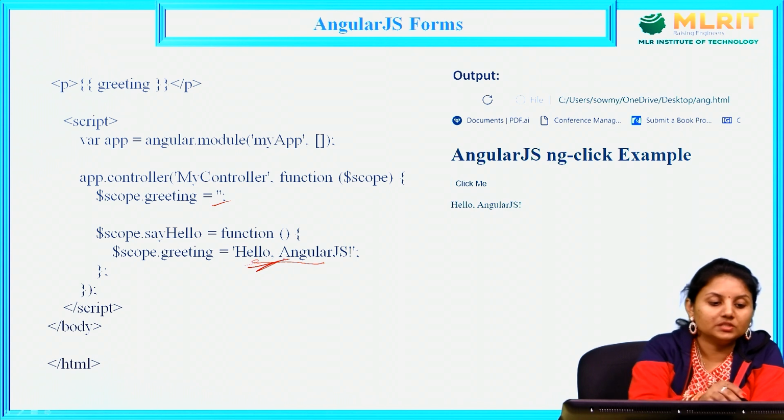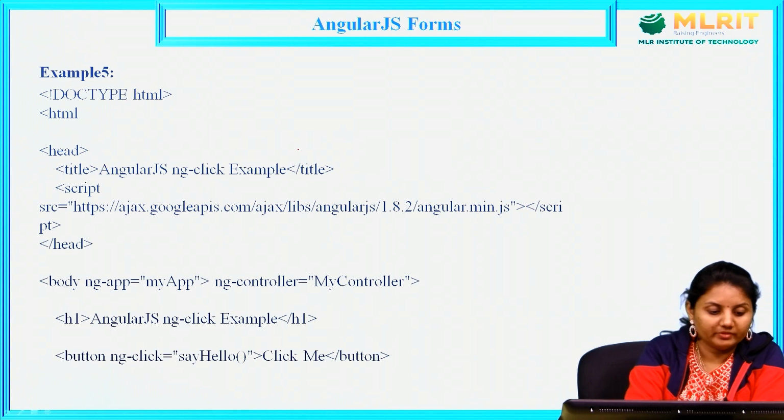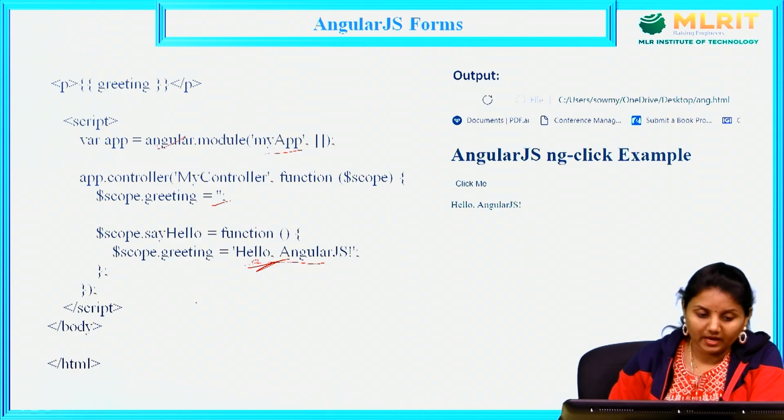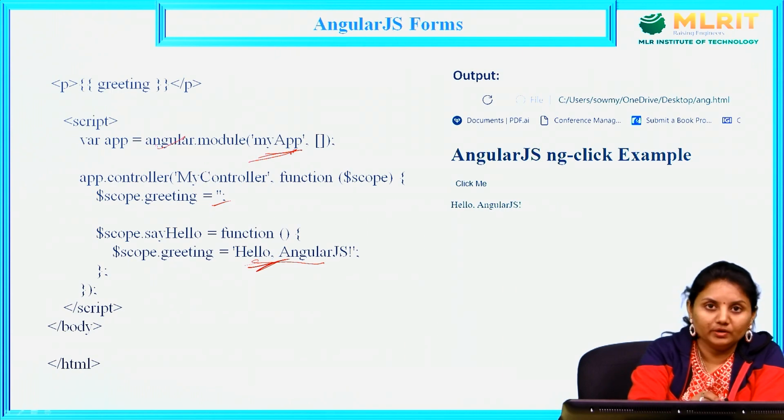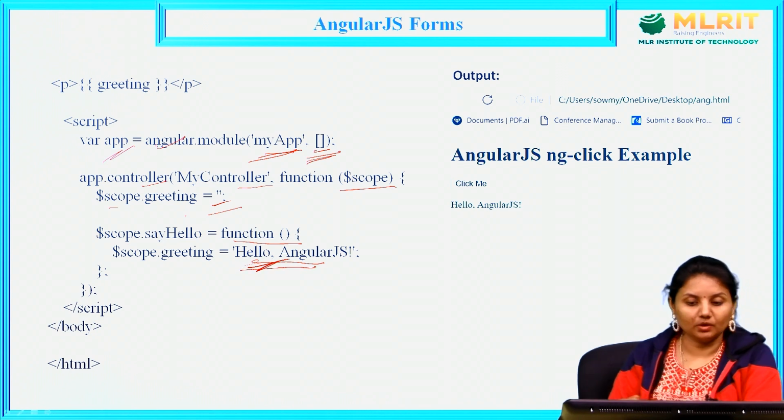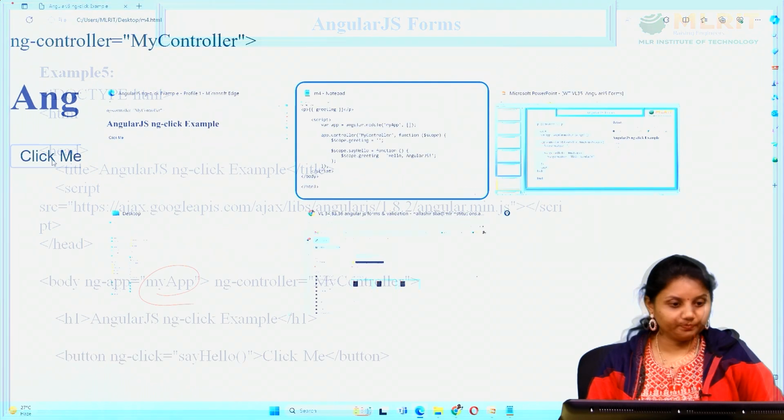For this we need a module, and the module is myApp, because we have given ng-app as myApp. So this has to be given as the module name also. Then an array, as this is a new module, we are giving an empty array, and put it in the app controller, myController, function of $scope, $scope.greeting. This is empty, $scope.sayHello is a function, and what is that? AngularJS. Okay, so let me show.